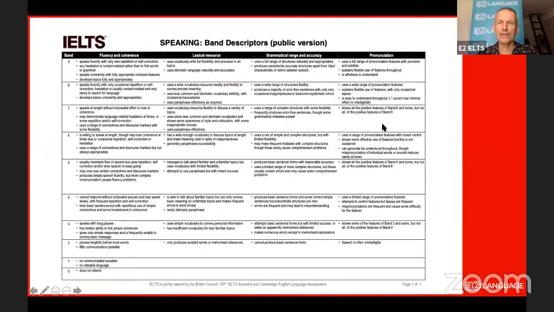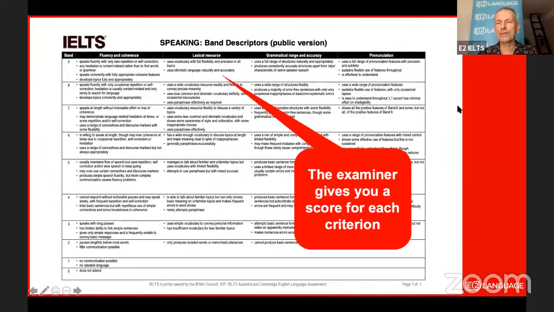Okay, and here are those band descriptors, and the examiner, as I said, gives you a score for each criterion. So you can see there's a 9, that would be the maximum, and most people are looking for around about a 7 to an 8. So make sure that you know what the examiner's looking for when she listens to you, and I'll show you a bit later on some simplified band descriptors that you can do.